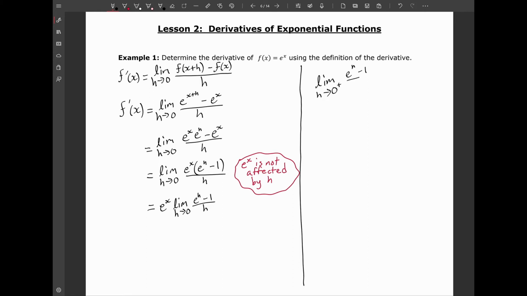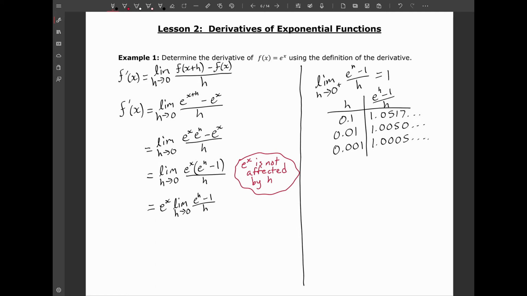So we're looking at the limit of e to the h minus 1 all over h from the right-hand side by looking at values of h and comparing it to the value of e to the h minus 1 over h for that value. We start at 0.1, then 0.01, and then 0.001, slowly approaching 0 from the right. We get 1.0517..., 1.0050..., 1.0005... You see that it's clearly approaching 1.